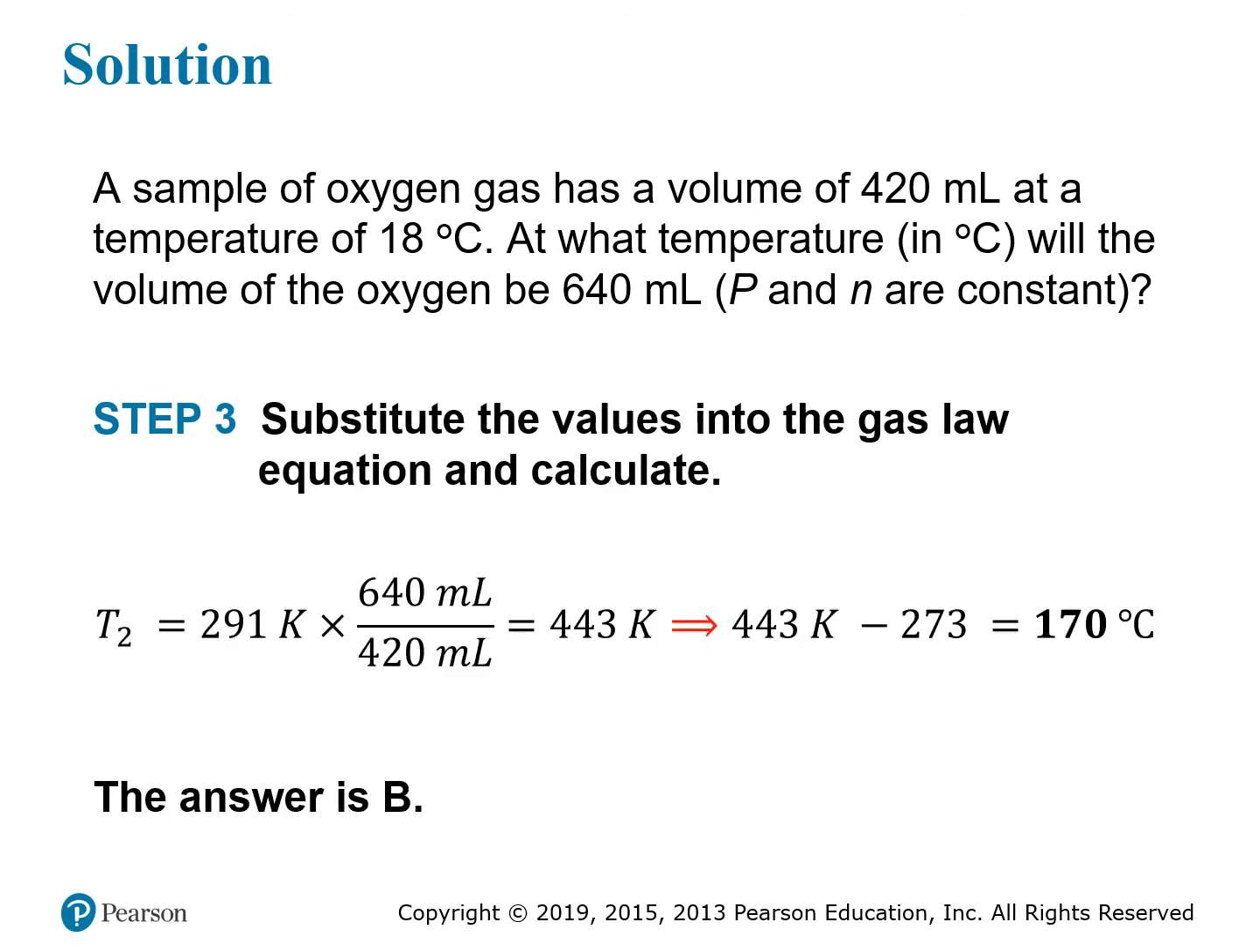Step 3 then is once you have the expression, you just fill in the variables. So the initial temperature, 18 degrees Celsius, is converted to 291 K here. The initial volume, V1, is 420 milliliters. The new volume is 640 milliliters. Since the new volume is larger, this factor is greater than 1. And so when we multiply the temperature by a number greater than 1, the temperature will go up. So in this case, the temperature goes up to 443 K. Just remember that the question is asking for Celsius temperature. So in order to go from Kelvin to Celsius, we have to subtract 273. So 443 minus 273 is 170 degrees Celsius, which is B.